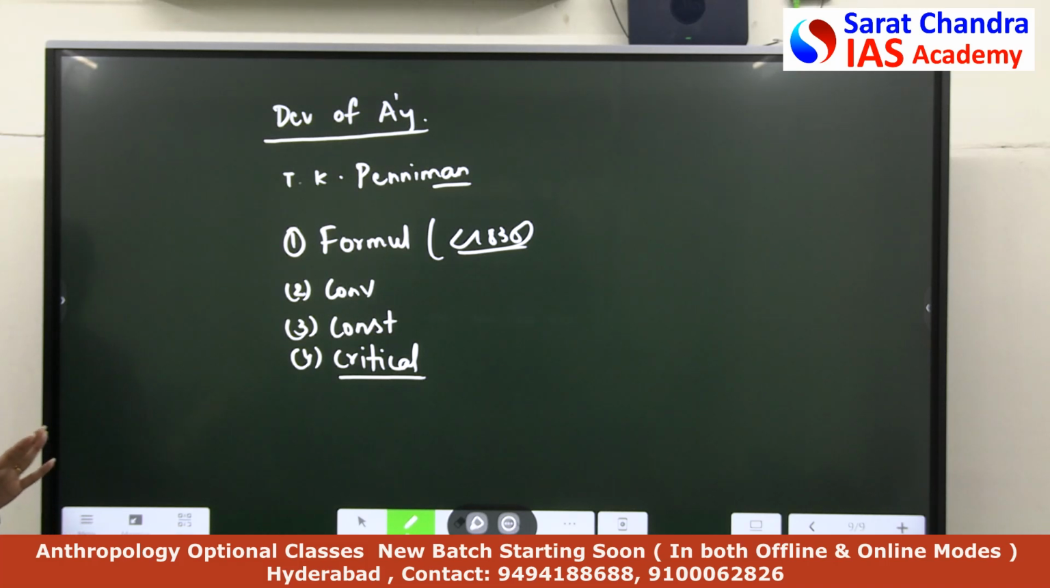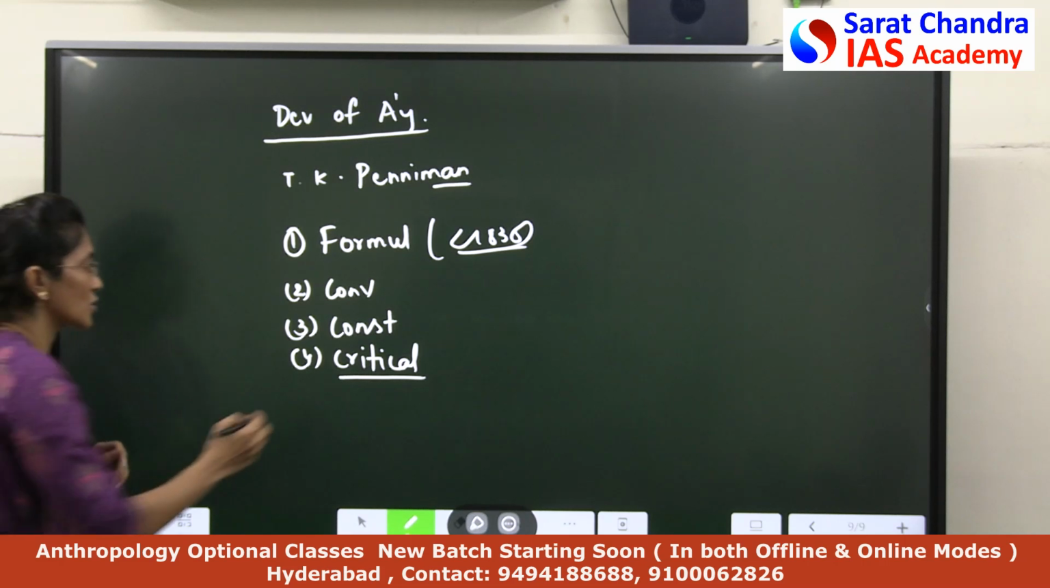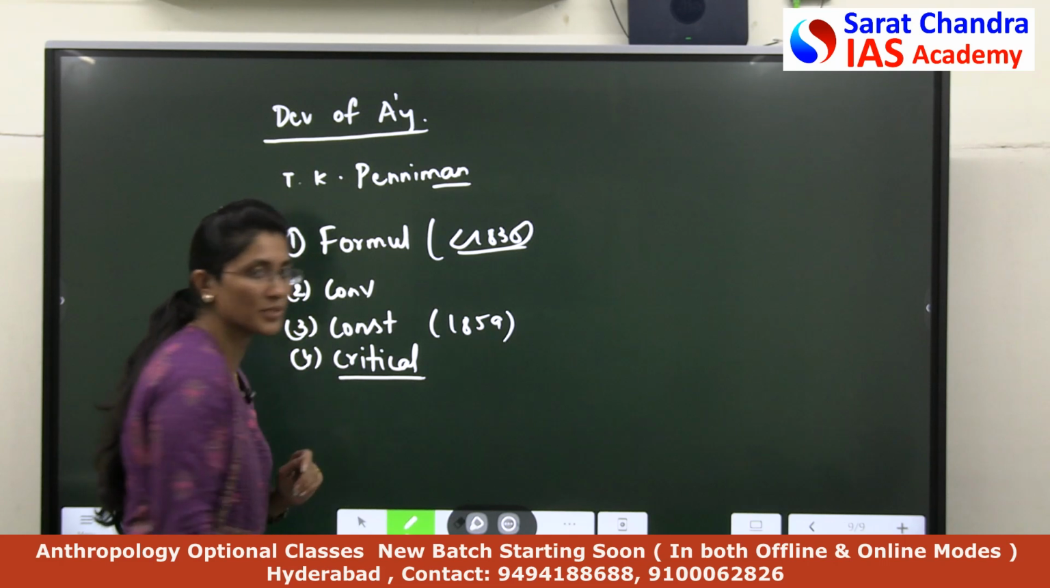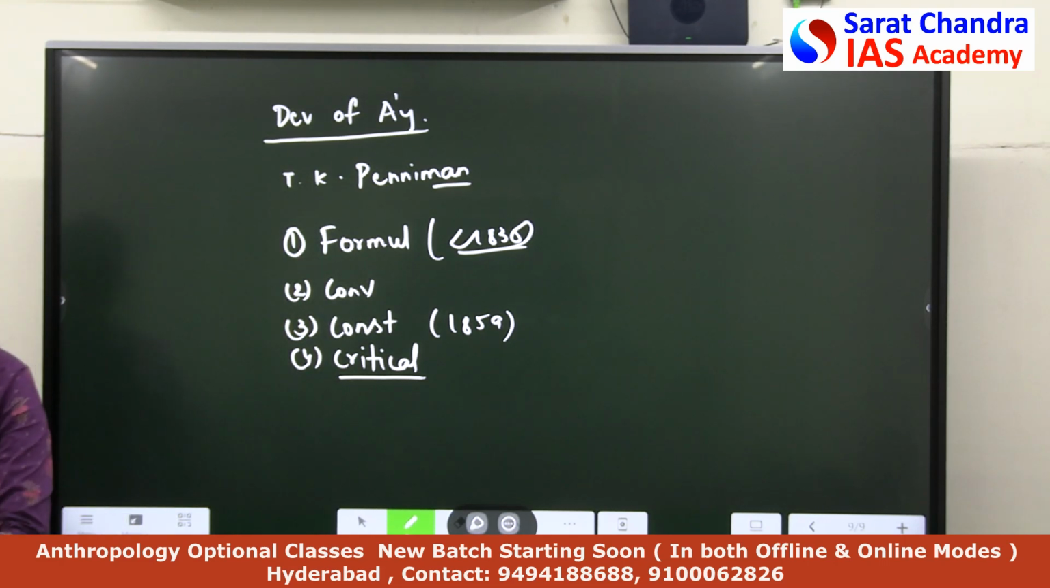There is nothing to explain, just listen. Next, in the constructive phase, so what happened? In 1859, this is a phenomenal year, because Charles Darwin went on a voyage of the Beagle. There he started developing this theory of organic evolution, how man evolved, what are the reasons. So he wrote his book Origin of Species.